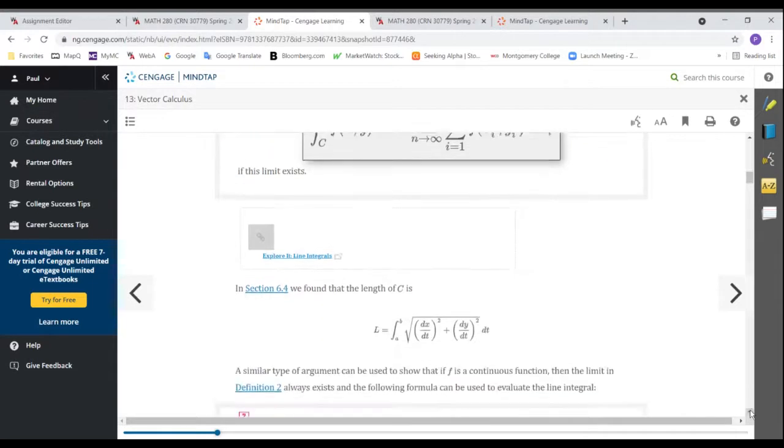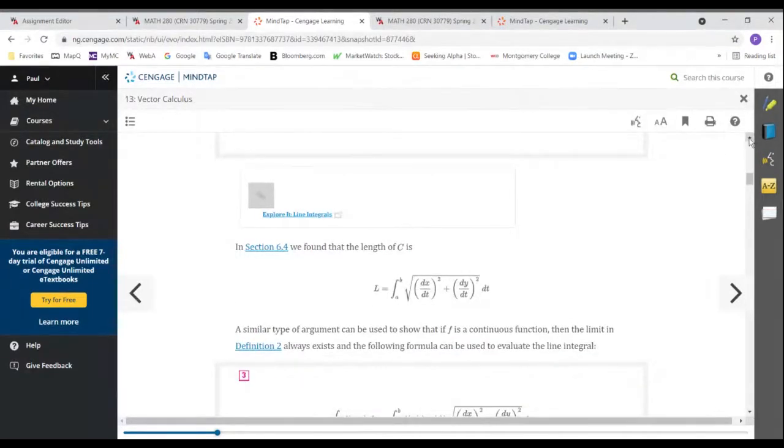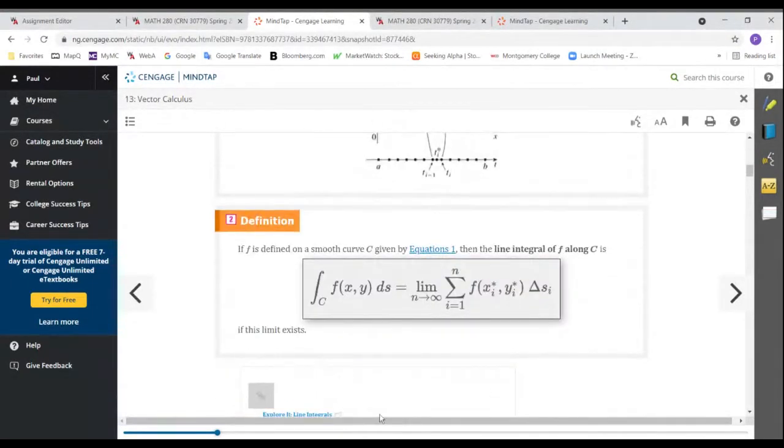The thing is, we're not used to integrating with respect to arc length s. We're used to integrating with respect, for instance, to time, t. And in fact, the points on the curve C are themselves functions of time. As time changes, the point changes, and all the different points trace out a curve C as time changes.